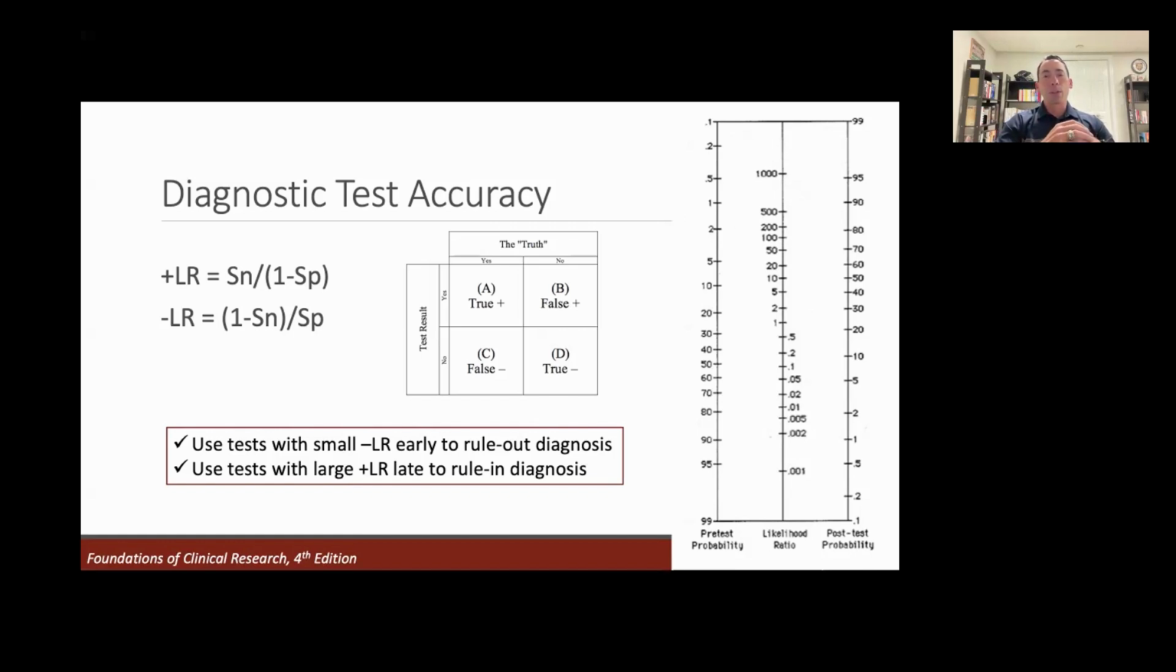For a condition with a pretest probability of 30%, a negative test result and a test with a negative likelihood ratio of 0.2 yields a post-test probability of 5 to 6%. Now, alternatively, if you have a positive test result and a test with a positive likelihood ratio of approximately 3, you're going to have a post-test probability of almost 60%. So you can see how just applying one test will change your odds of whether the patient has the diagnosis or does not.